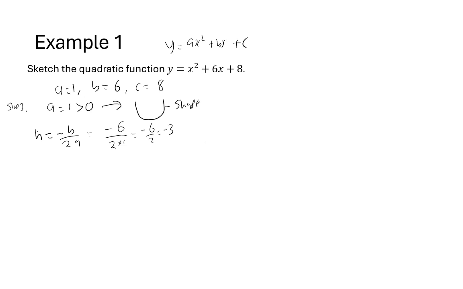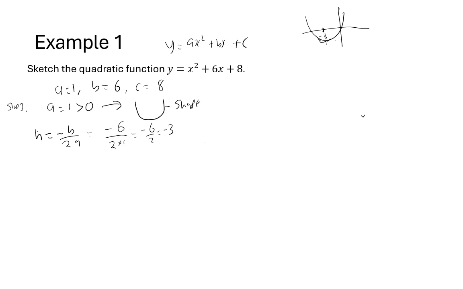So we have our h. To find the vertex, if we have the graph like this, we know that the turning point here is at minus 3. So it's at minus 3, that is the center of the curve. But we need to know its length along the y-axis.